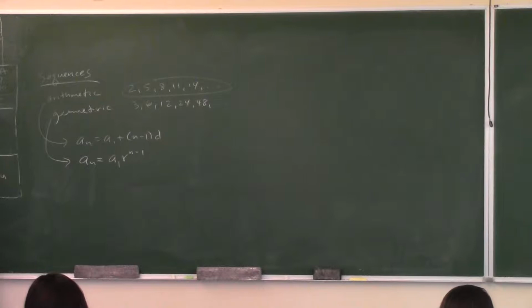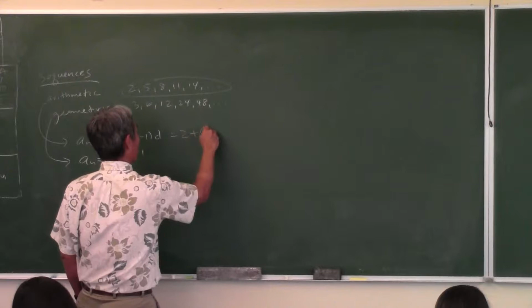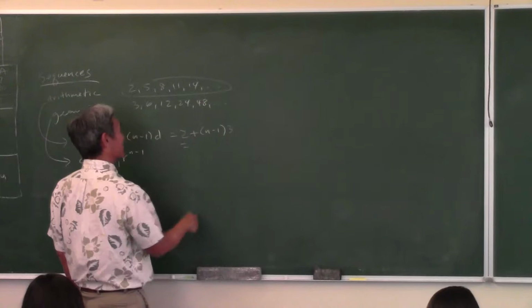Anyway, so what's the formula for this sequence? A sub 1, what is a sub 1? 2. First one, 2, plus n minus 1, and what is the common difference? What is the number? I keep adding 3. 3, simplify it.